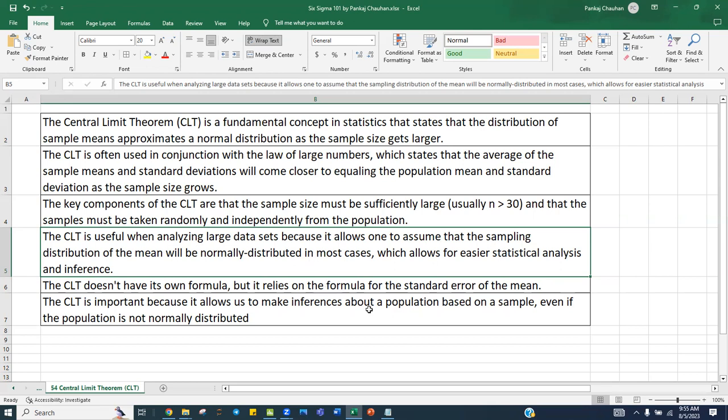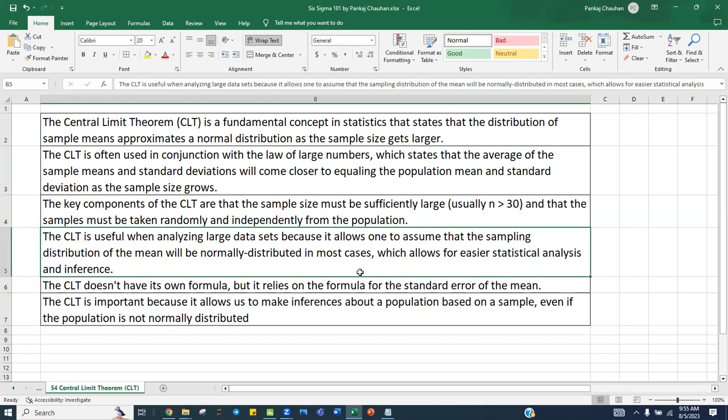The central limit theorem has its own formula, but the formula depends on what the mean and the standard deviation of the data are, or what the standard error of the data is. The central limit theorem is important because it allows us to make inferences about the population based on the sample, even if the population is not normally distributed.